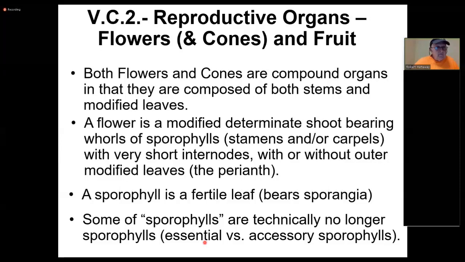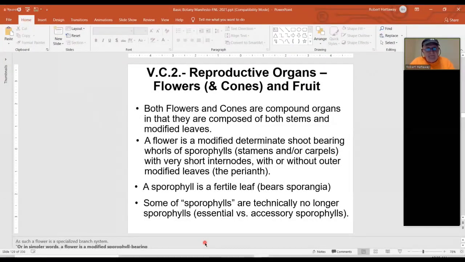One thing I haven't said, and we're going to get to it pretty soon, is that a cone of a gymnosperm, like a conifer or a cycad, is essentially the same definition as that of a flower, except the internodes are not as short, as I'm going to show you. In fact, let me do that now.